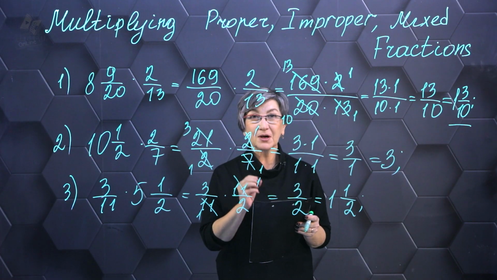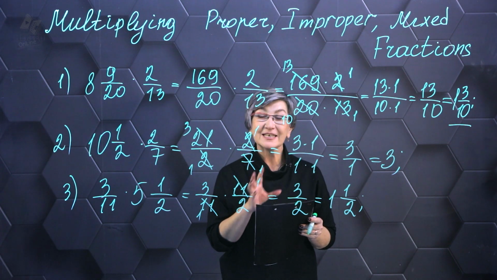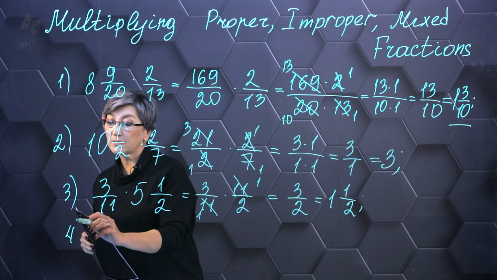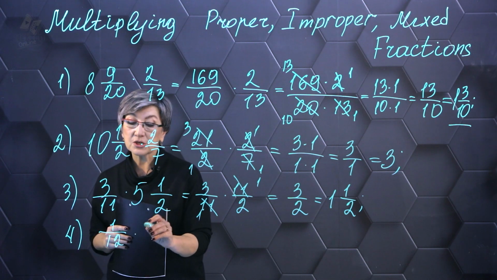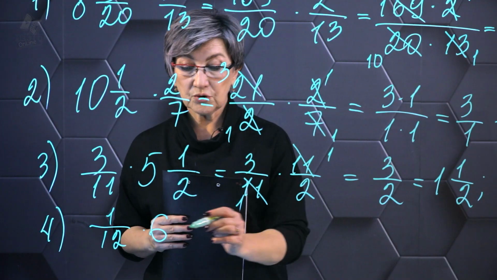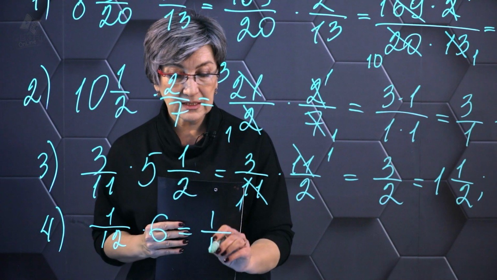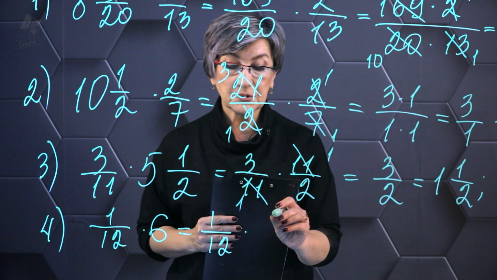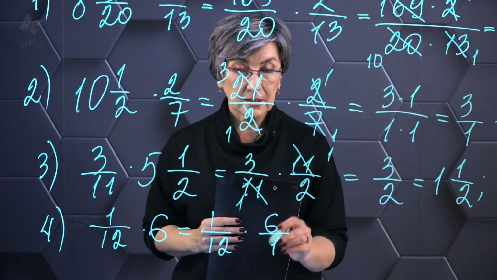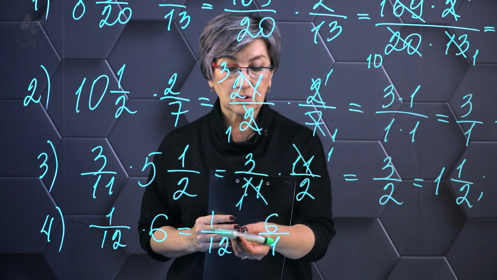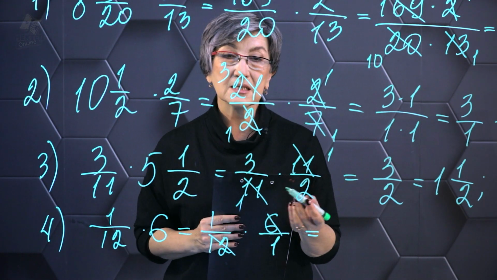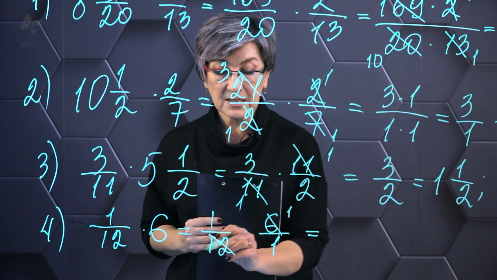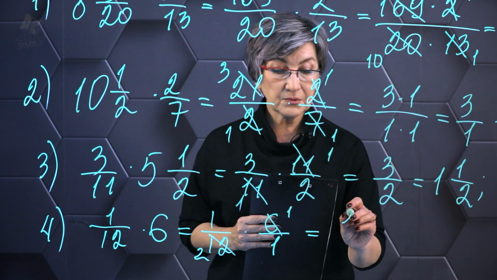And of course, we will repeat how to multiply a fractional number by a whole number. Let's look at an example like this. We need to multiply 1/12 by 6. What do we get as a result? 1/12 I rewrite, and 6 I write down as 6/1. Well, now I need to multiply just a fractional number by a fractional number. 6 and 12 are divided by 6, so you get 1 here and 2 here. And the answer is 1/2.